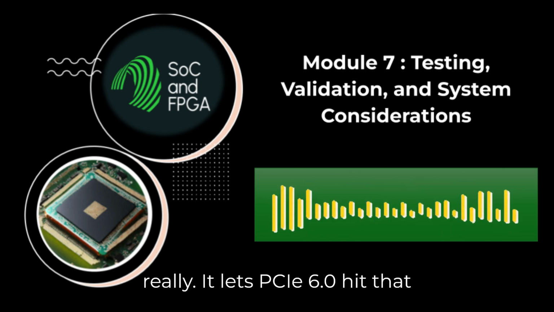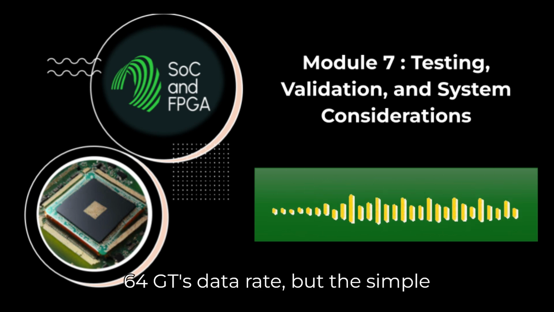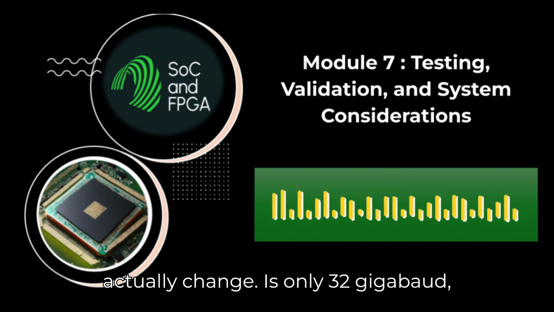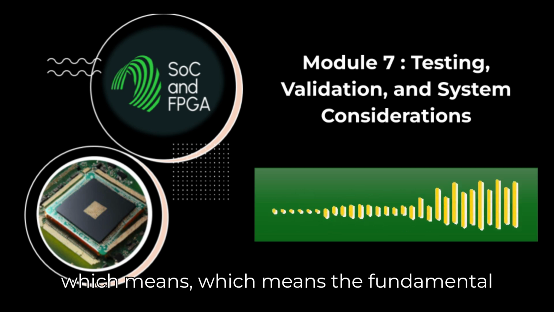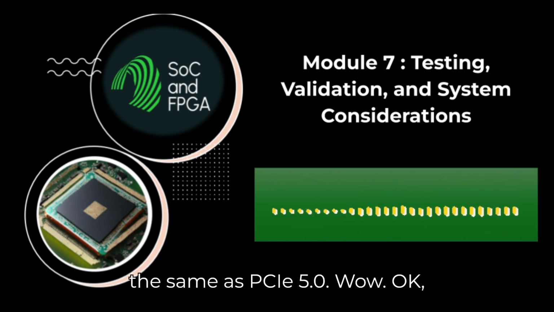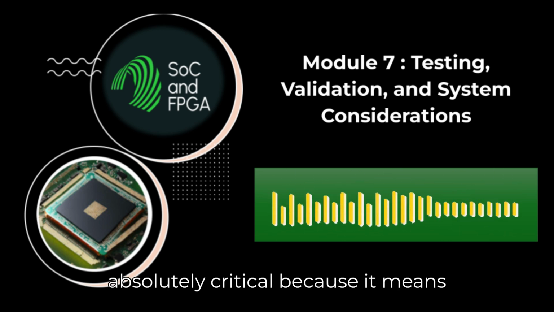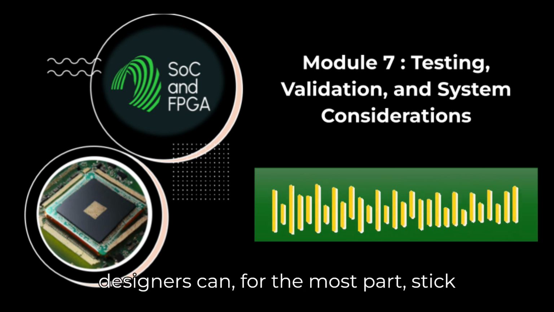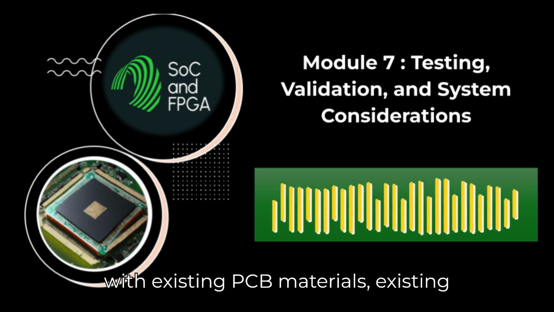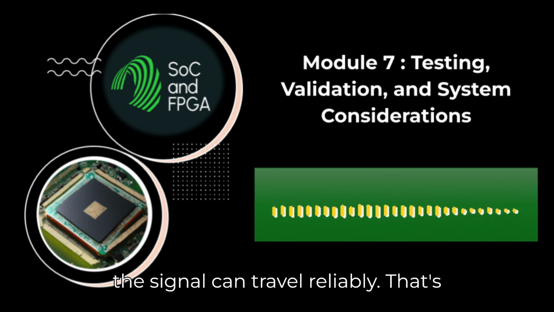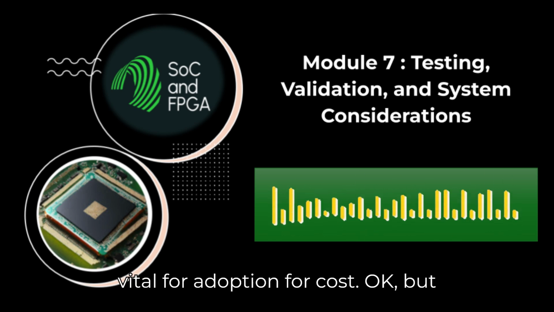It lets PCIe 6.0 hit that 64 GT/s data rate. But the symbol rate, the rate the voltage levels actually change, is only 32 gigabaud. Which means? Which means the fundamental Nyquist frequency stays at 16 gigahertz, the same as PCIe 5.0. Wow. Okay, that's the magic. That's huge. It's absolutely critical because it means designers can, for the most part, stick with existing PCB materials, existing connectors, maybe with some tweaks. It preserves the channel reach, the distance the signal can travel reliably. That's vital for adoption, for cost.